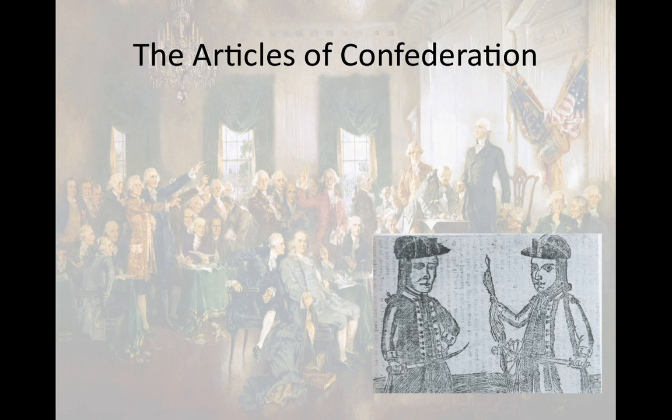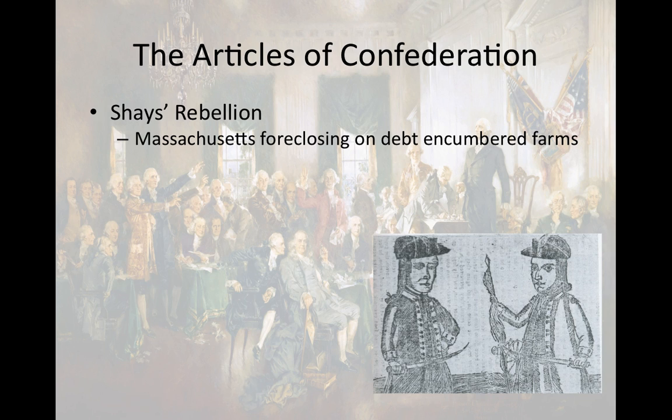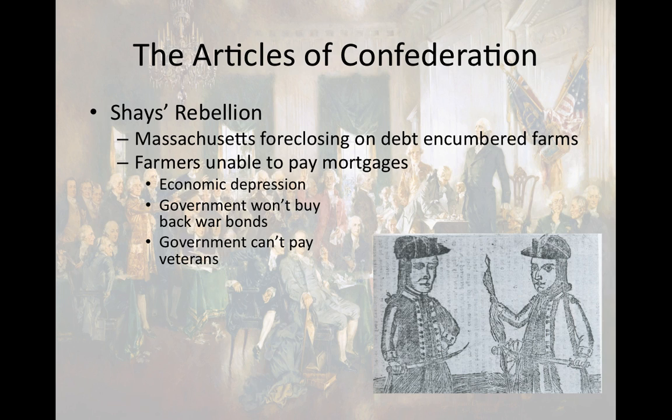Okay, so now the problems related to the Articles of Confederation really came to a boiling point in Shays' Rebellion, which took place in the latter months of 1786 and the early months of 1787. Here's how it worked. Massachusetts was one of many states that was foreclosing on debt-encumbered farmers. So farmers were unable to pay the mortgages that they had taken out on farms for a myriad of reasons. First of all, there was an economic depression, and it's always hard to pay stuff back during an economic depression because farmers aren't making a lot of money.